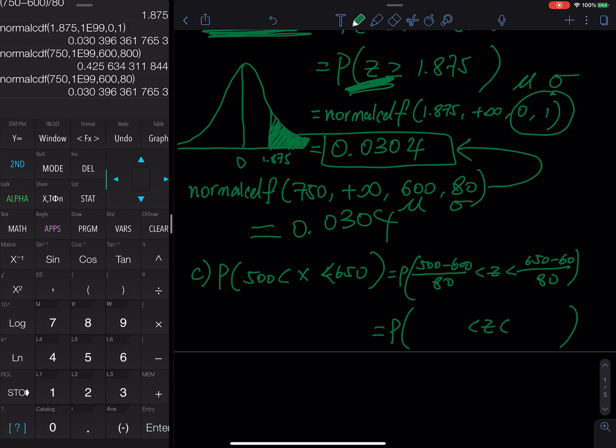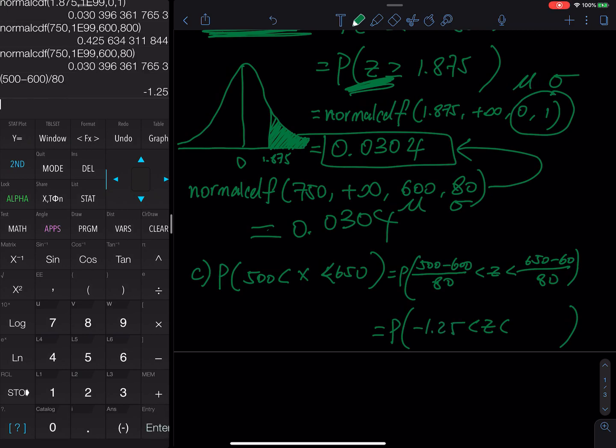So this is how I do it. I use parentheses: 500 minus 600 divided by 80, and then you get negative 1.25. And then I do second enter, and you see this pops out again. I have to change it, I forgot a 0. It's 650 minus 600, right? And then I change this to 650. So this one is delete and delete. So 650. Oh, looks like they don't let me do that. Maybe I did something wrong. All right, I will just type a new one.